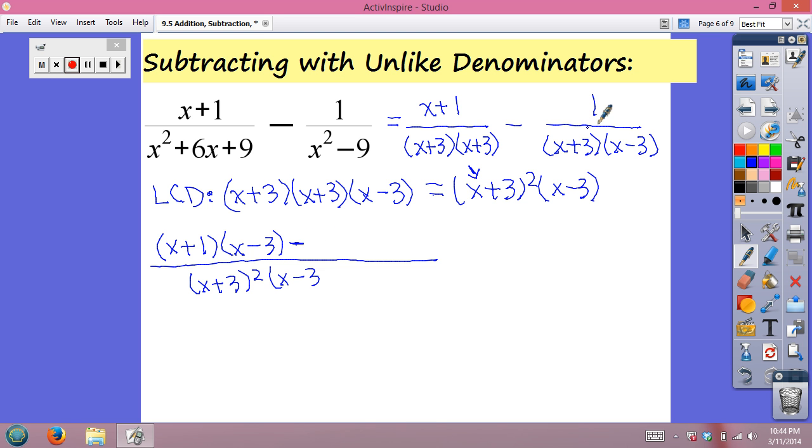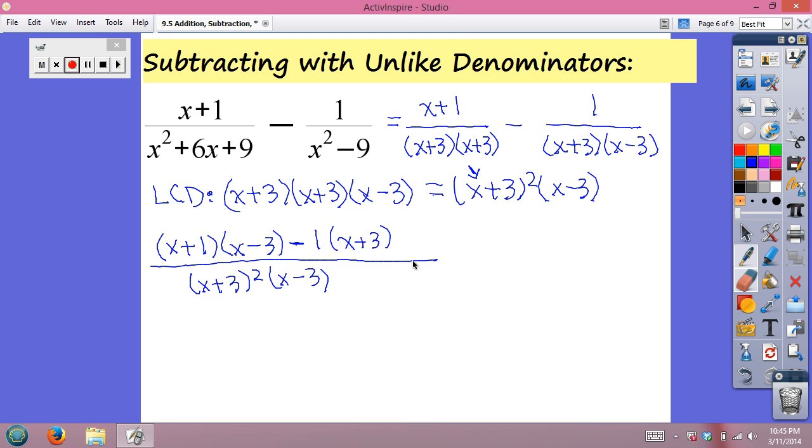subtracting our next fraction, 1 times. Now what are we missing here? We have 1 x plus 3 and 1 x minus 3, so we're missing an x plus 3 still. So we're going to take that times the numerator in our second fraction to get us something that looks like this.